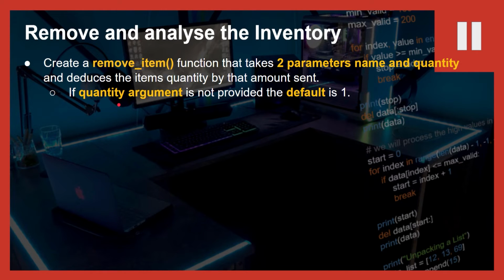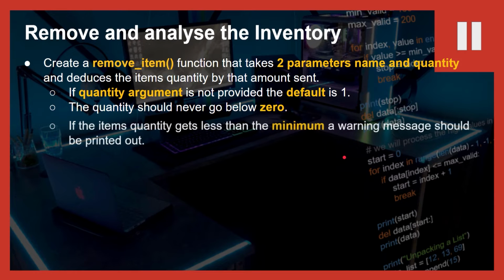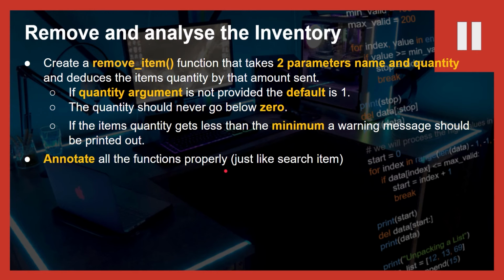First, you need to check if the quantity argument is not provided, then the default is going to be 1. So this is the use of default parameters. If someone doesn't provide how much quantity they want to remove, then only 1 should be removed. Next, the quantity should never go below 0, of course, because you can never have minus 10 apples. And finally, if the item's quantity gets less than the minimum, or in the minimum stock, a warning message should be printed out.